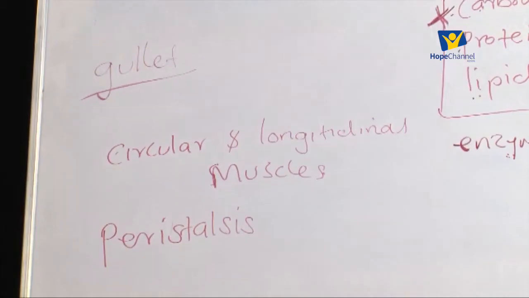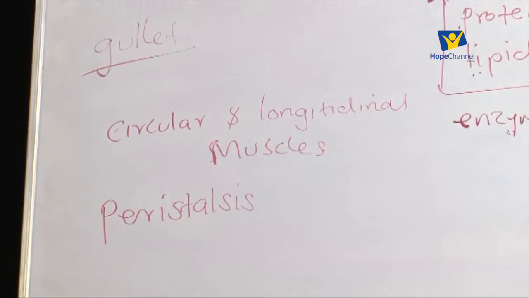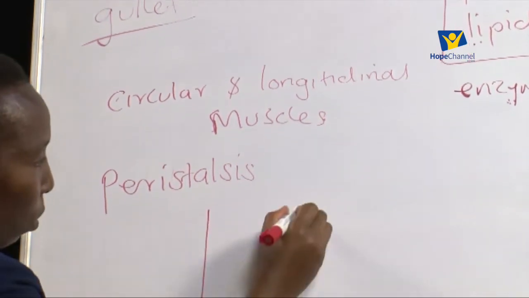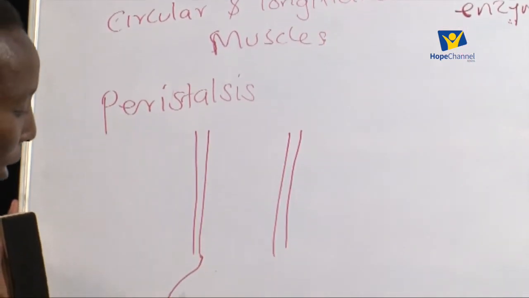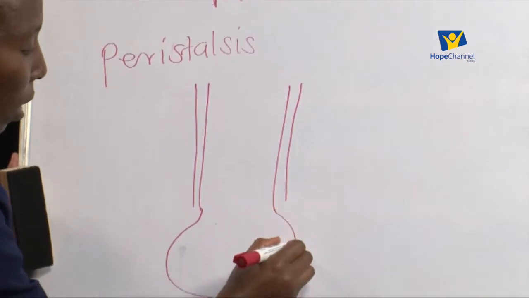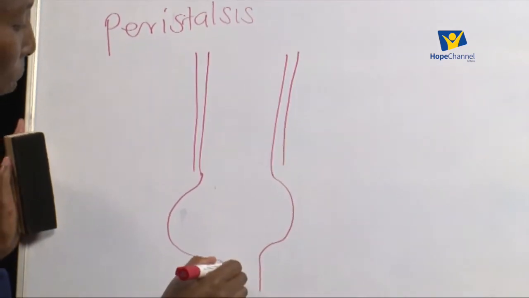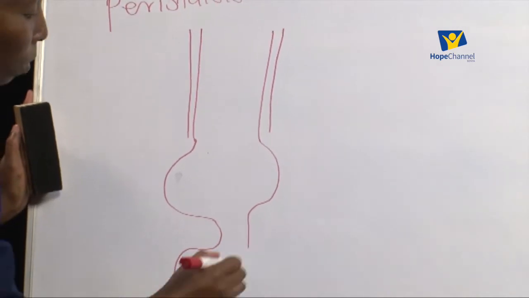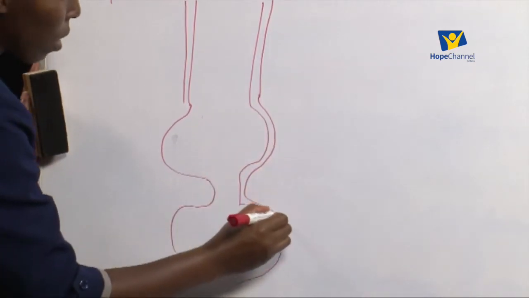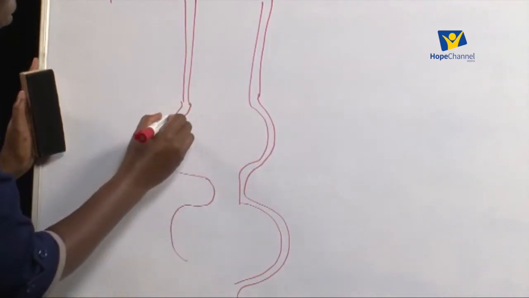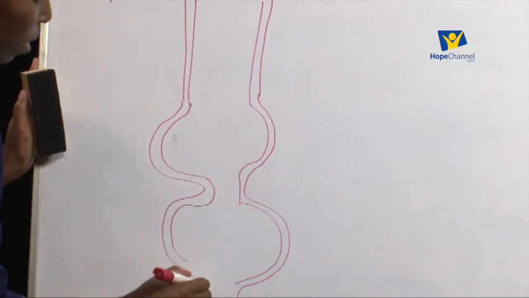So the circular and the longitudinal muscles contract and relax. In the process, they create a wave-like motion, whereby, assuming this is the gullet, we have the muscles here. When the circular muscles contract, the longitudinal muscles relax. When the longitudinal muscles contract, the circular muscles relax. So at the end of the day, the food is going to move down the esophagus, that is the gullet, through a process we call peristalsis.